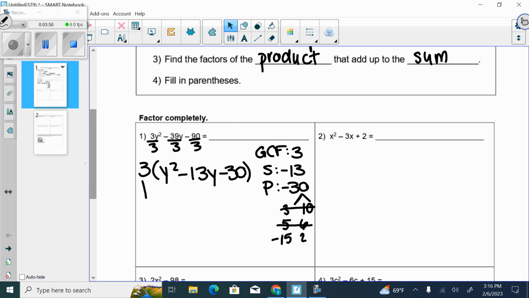All right, what do I put out in front of everything? The GCF, right? So I'm going to have 3. My first parenthesis will be, oh, sorry, they used y instead of the x. Y minus 15 and y plus 2, right? So that's our factors.